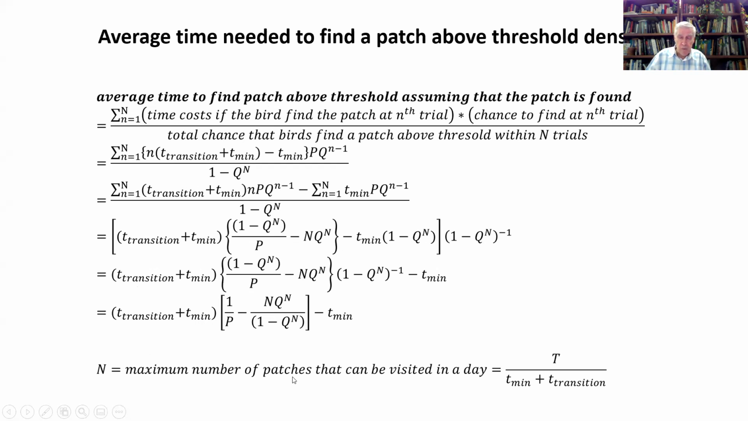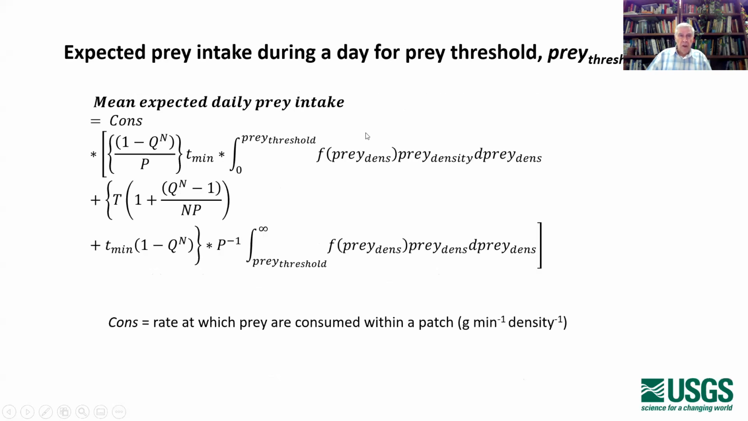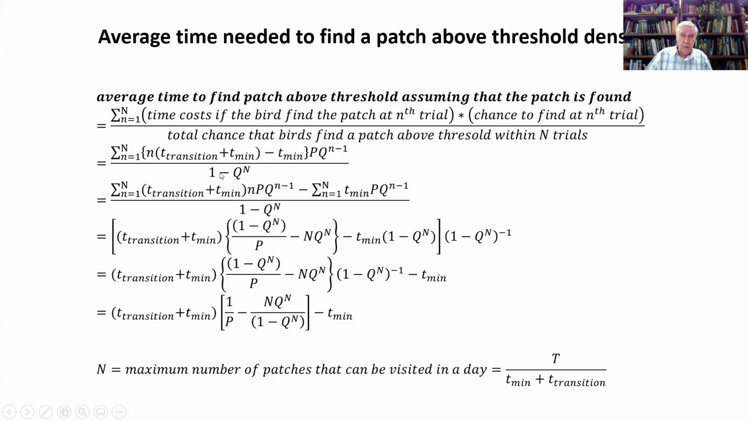Capital N is the maximum number of patches that can be visited in a day, which is capital T over T min plus T transition. So this is the basic formula we're going to use in the patch density threshold case. Now, this is the average time taken.